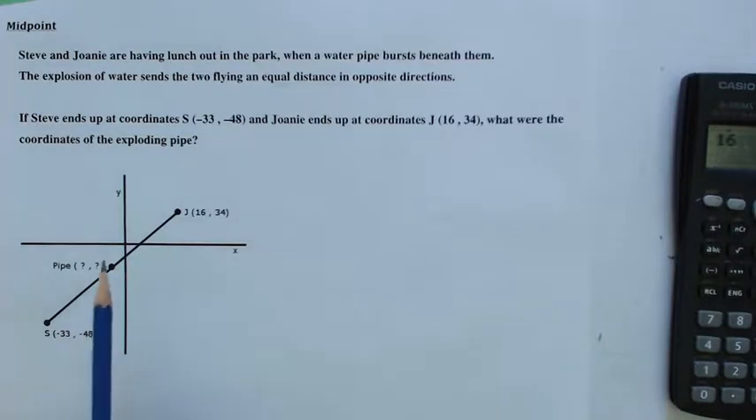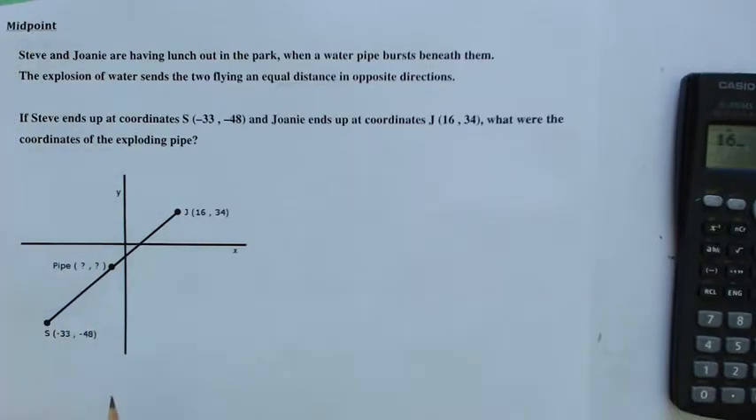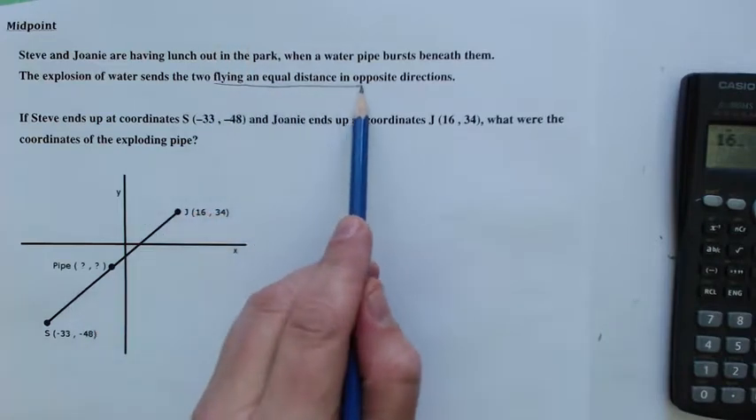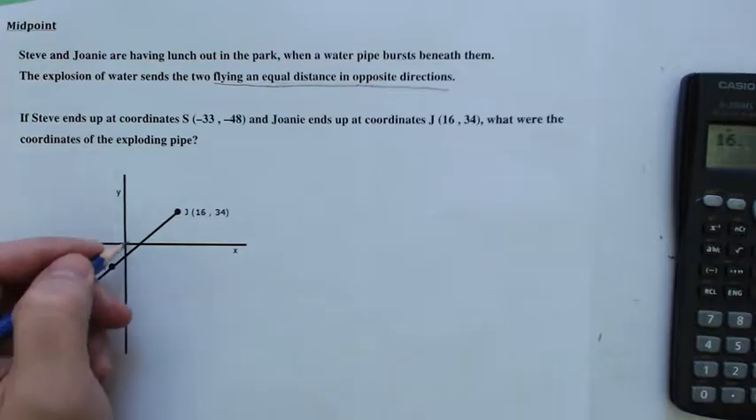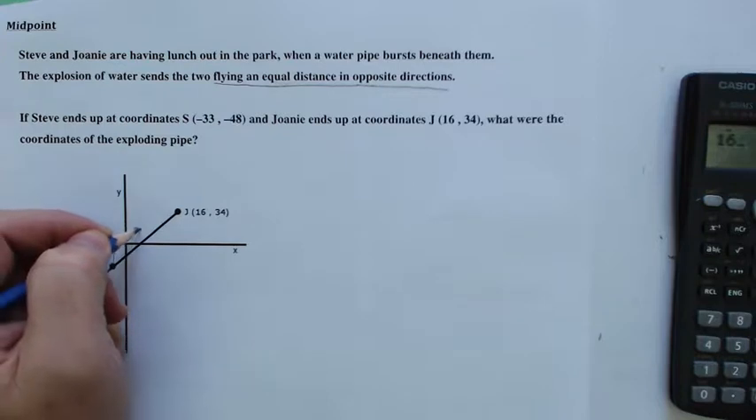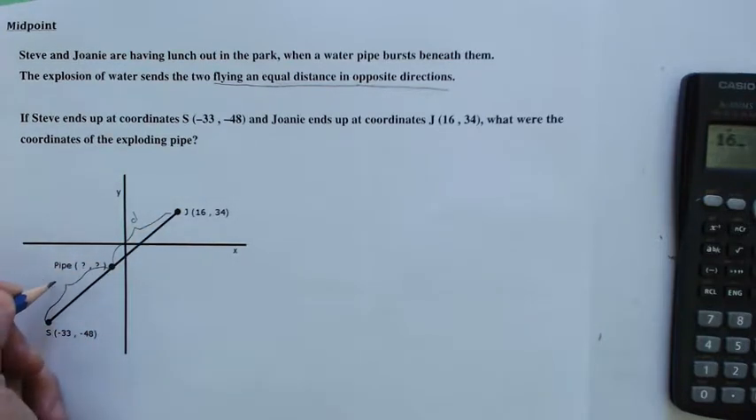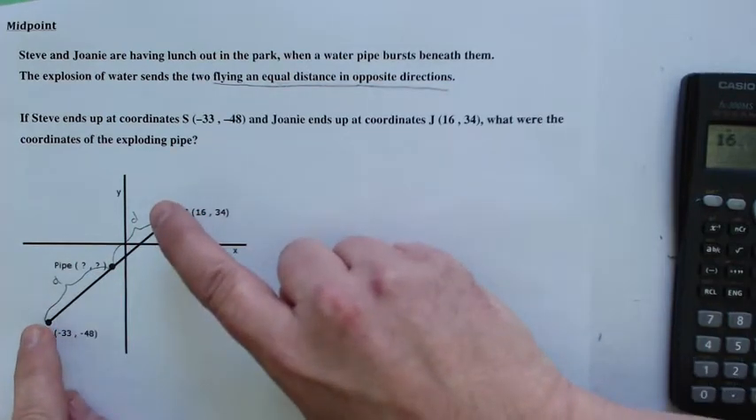So, really the only tricky part here is understanding why this is a midpoint and what it is in the wording here that makes this a midpoint formula. So this is the key here, that the two fly an equal distance in opposite directions. So you can see that Joni flew this way a particular distance, and that distance is the same as the distance that Steve flew. So they both flew in opposite directions, the same distance.